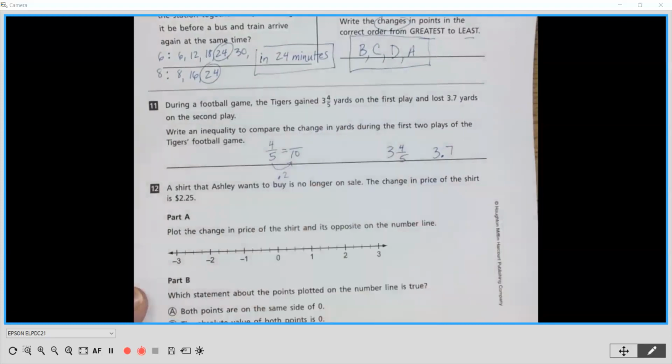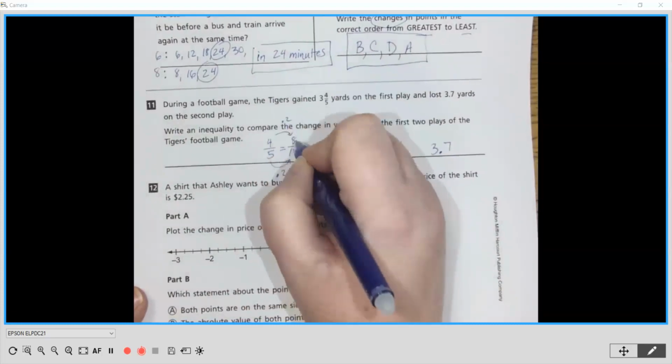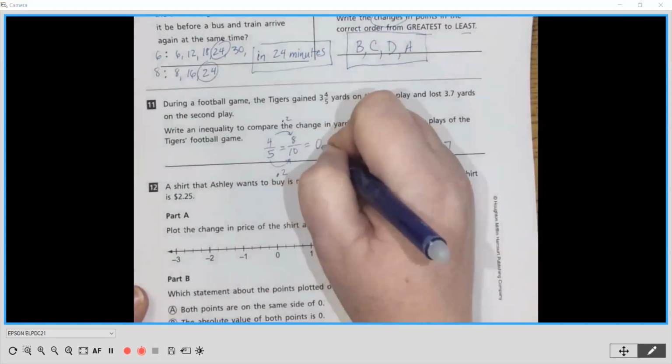Well, my denominator was doubled, times 2. So whatever I did to my denominator, I need to do to my numerator. So that is also going to need to double, times 2 will give me 8. So 8 tenths as a fraction will be 8 over 10. 8 tenths as a decimal will be 0.8.